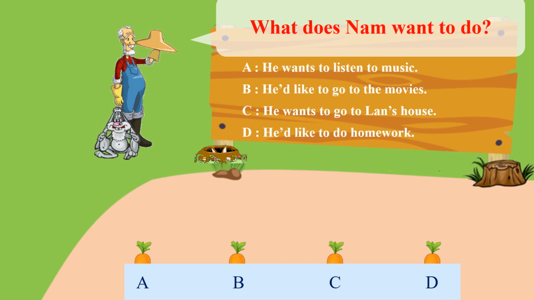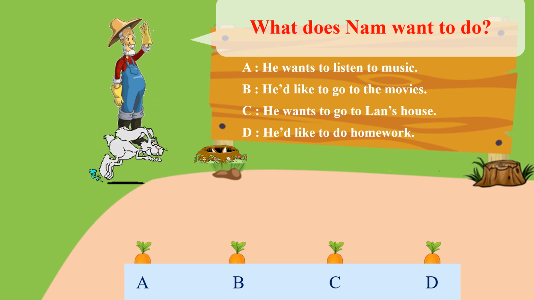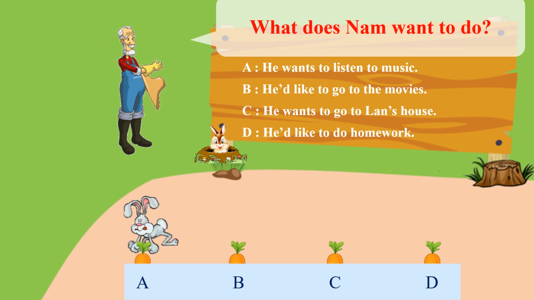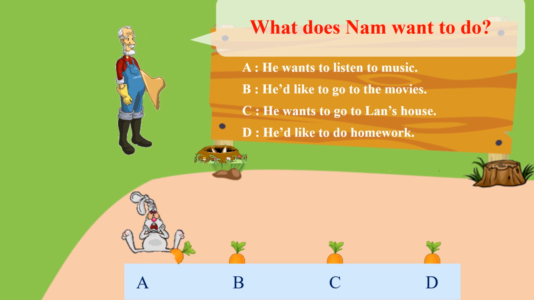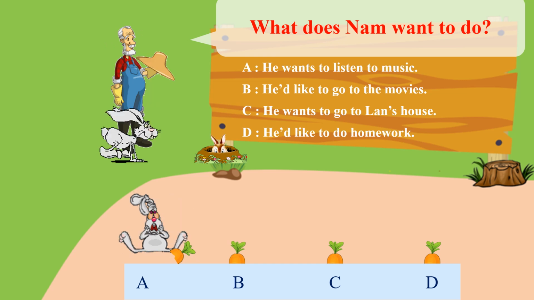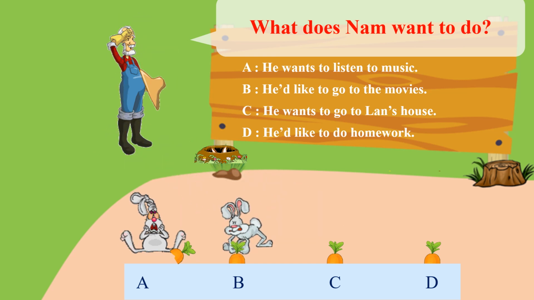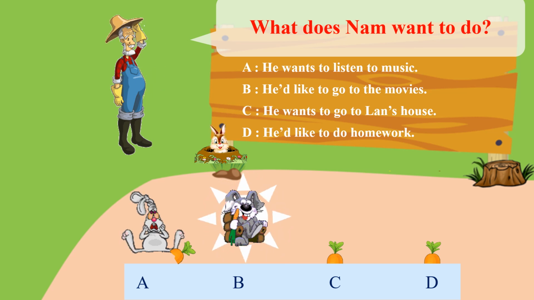Number 1. What does Nam want to do? A. He wants to listen to music. B. He would like to go to the movies. C. He wants to go to Lang's house. And D. He would like to do homework. What is your answer? Is it A? No, it's wrong. Try again. Yes, very good. It's B. Good job. You have one carrot.